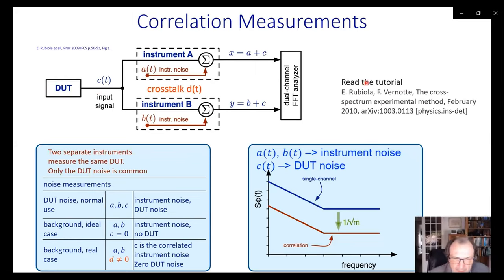Well, the bottom line is that the cross spectrum converges to the spectrum of C, and the spectrum of the background noise A and B is rejected proportionally to a factor that is approximately 1 over square root of m, where m is the number of averages. There is a tutorial to read, some 40 pages with all the mathematics. But now we take a quick look at how it works and where this rejection comes from.